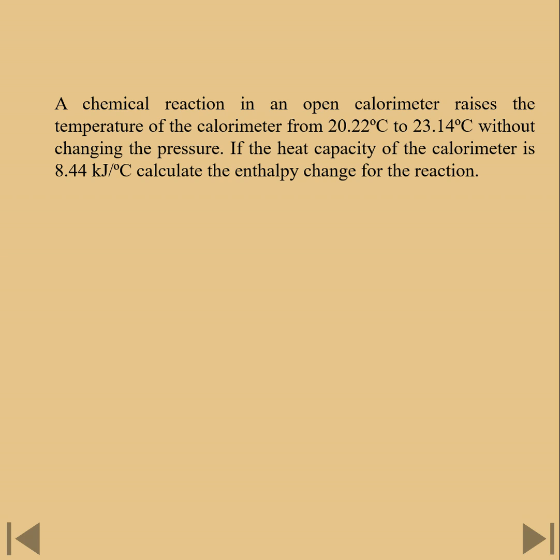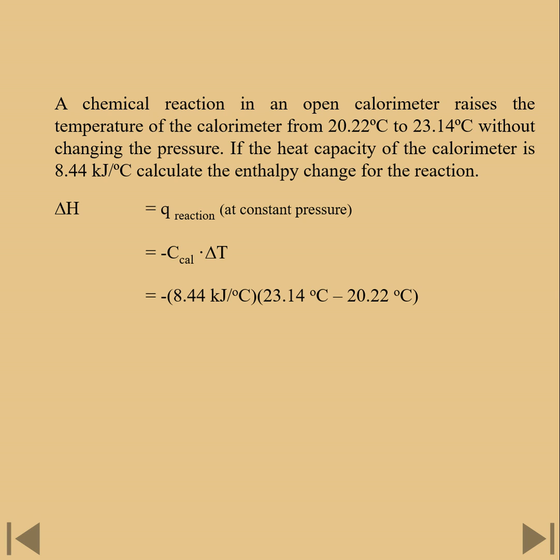Okay, a chemical reaction in an open calorimeter raises the temperature of the calorimeter from this to that without changing the pressure. If the heat capacity of the calorimeter is given, calculate the enthalpy change for the reaction. Okay, enthalpy of the reaction equals Q of the reaction, which is equal to negative Q of the calorimeter. And negative Q of the calorimeter is negative big C of the calorimeter times delta T. This time we actually are given big C. We have what we need for delta T. And don't forget where you finish minus where you began.